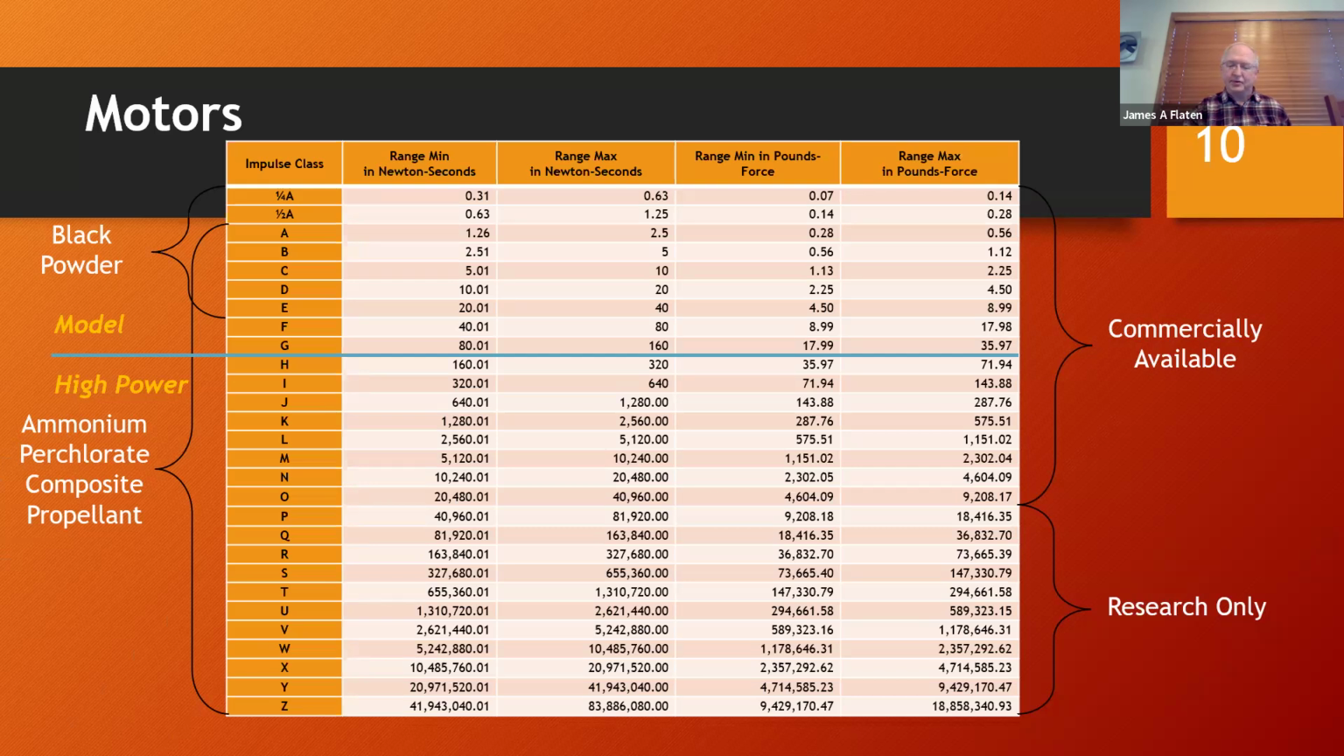We don't do that in our competition. Basically, we only use commercially available motors, and typically we say in any given year, you must fly an H motor or HI or HIJ, and we rarely go beyond J in our particular competition.